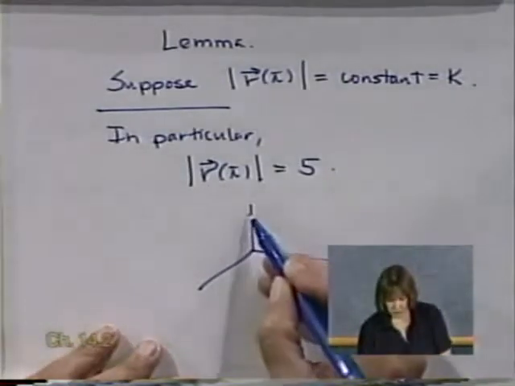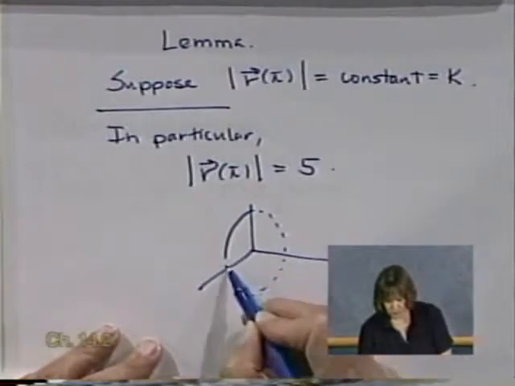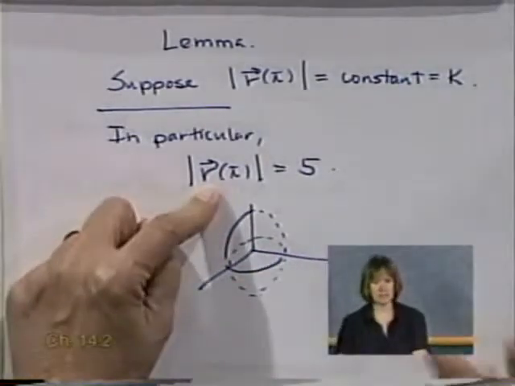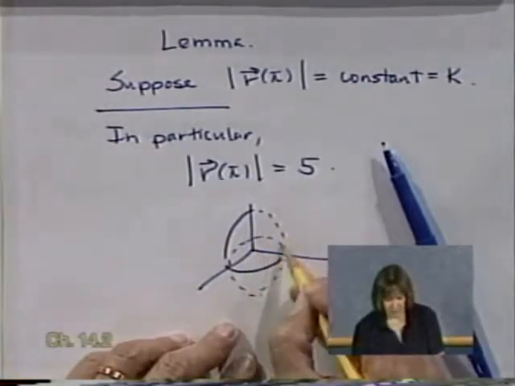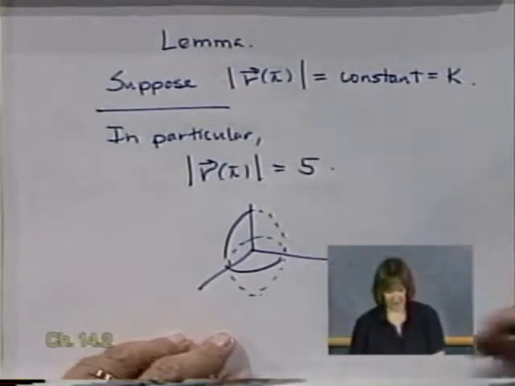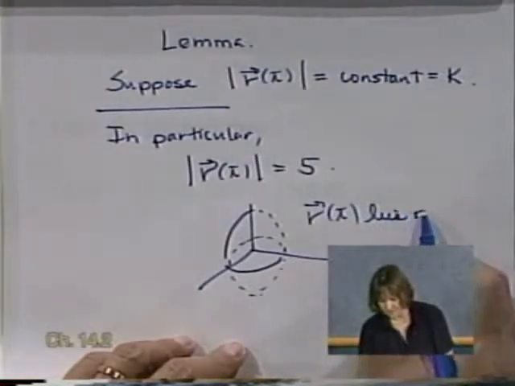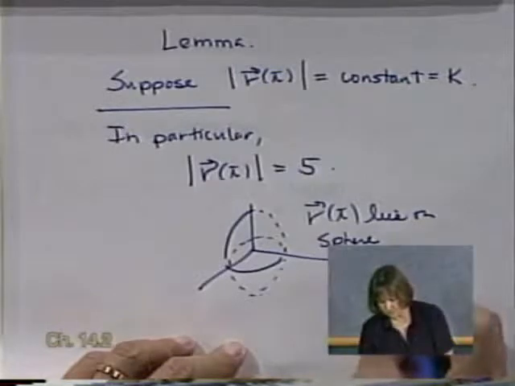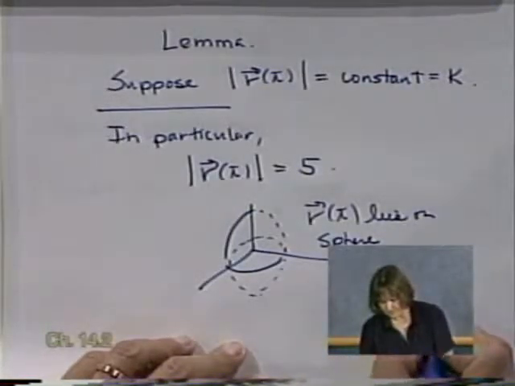But if I drew a sphere, and you know my spheres really aren't the best spheres in the world, but if I drew a sphere of radius 5, I have no idea what r of t looks like. But it's moving along somehow. Who knows what it's doing? But it's on the surface of the sphere. Okay? In other words, r of t lies on the sphere whose center's the origin and whose radius is r.